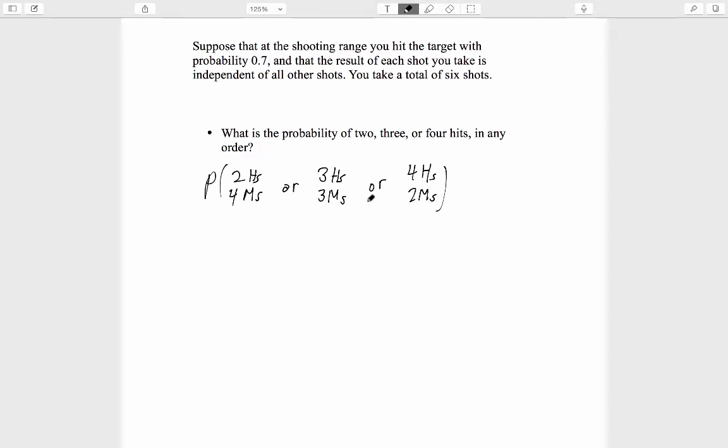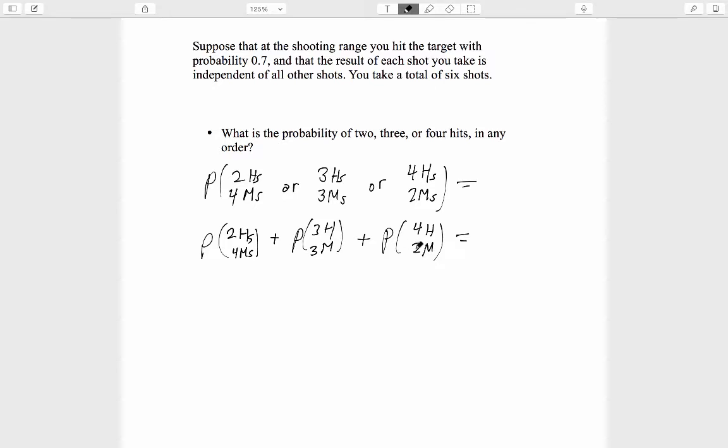Thus far, this problem is just like the sorts of problems we were already thinking about before we introduced unequally likely outcomes. Because of the ors, this event is really a union. Its probability is equal to the probability of 2 hits and 4 misses, plus the probability of 3 hits and 3 misses, plus the probability of 4 hits and 2 misses. In each case, this means in whatever order, not in one specific order.